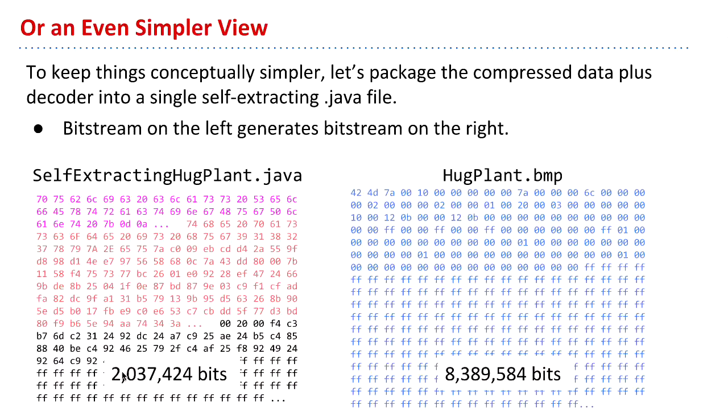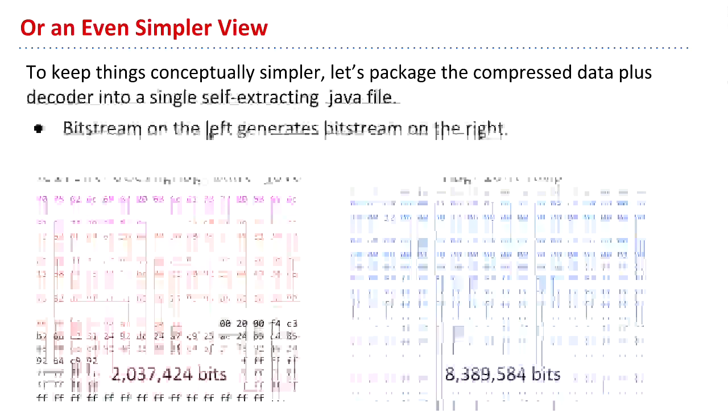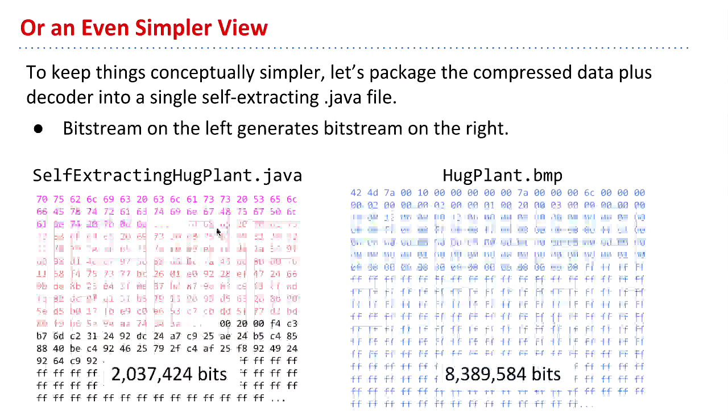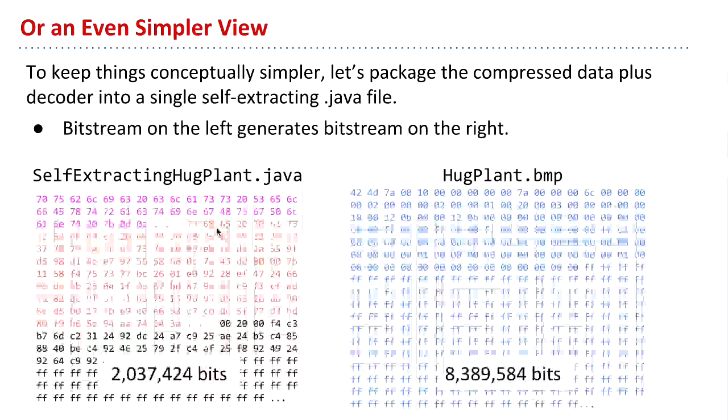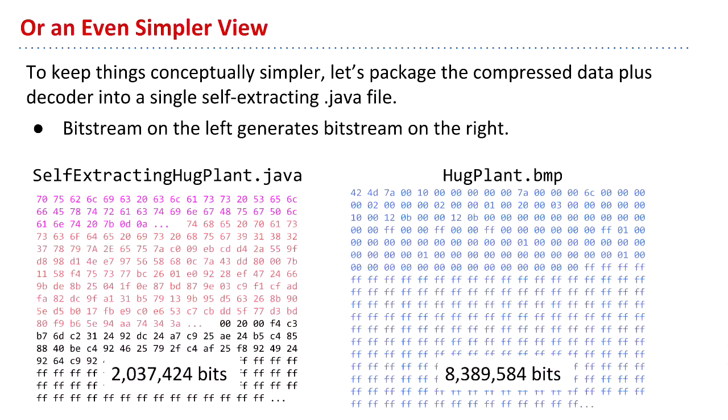And so in total, I have 2 million bits that, if I type java space self-extracting hugplant after compiling, I will get back hugplant. So this bit stream, in other words, you take it, you hand it to the Java interpreter, and it gives you a bigger bit stream. And this is the model of compression we're going to have. I have programs that are given to interpreters and giving back more bits. In this case, these 2 million bits give me these 8 million bits.